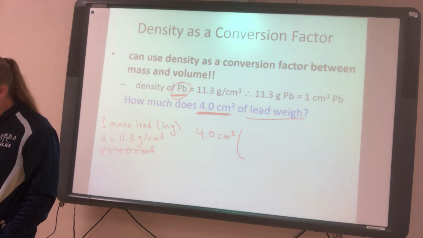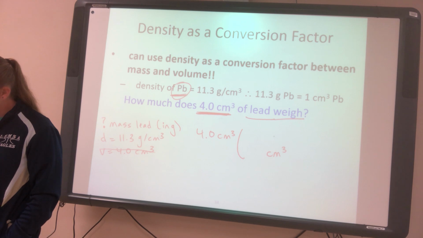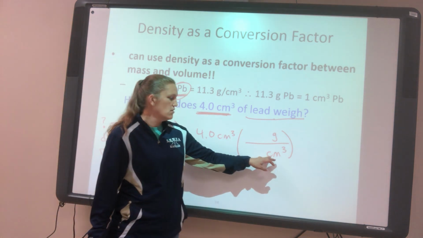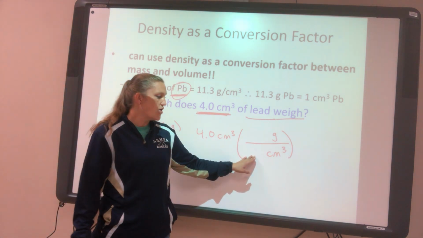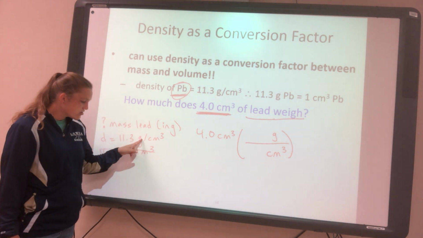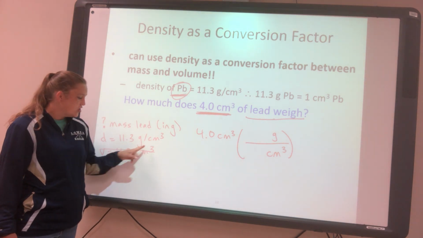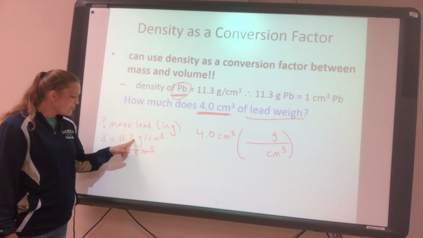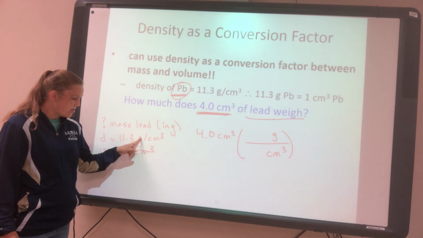So centimeters cubed go on the bottom because it's going to cancel. Grams are going to go on top. Now that I've got the units, I need something that goes here. So what relates grams and centimeters cubed? Density. It has grams, it has centimeters cubed. So then we say, okay, this is the 11.3. The 11.3 goes with the gram.